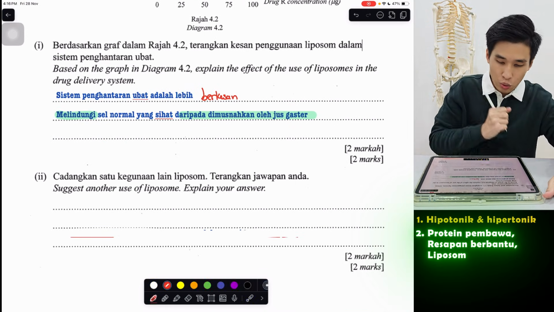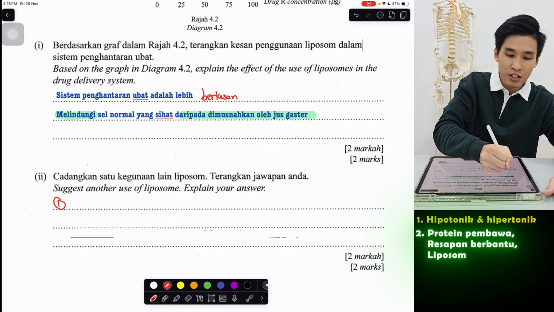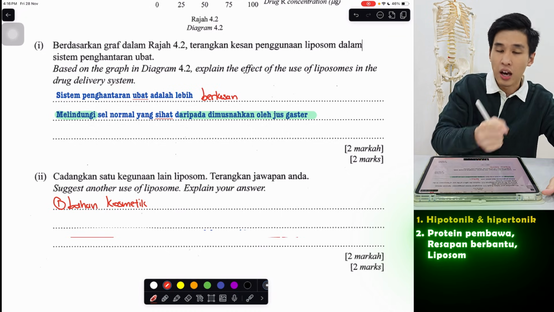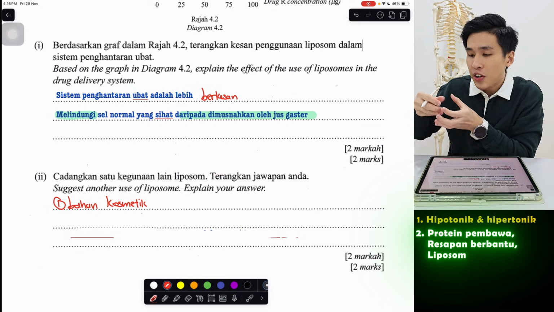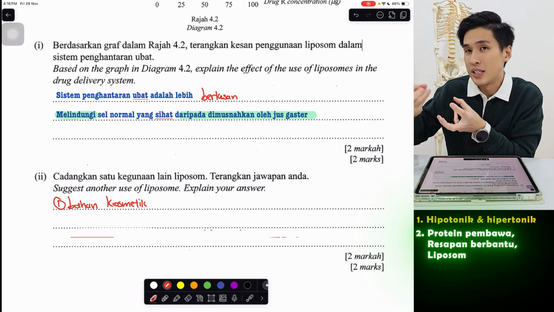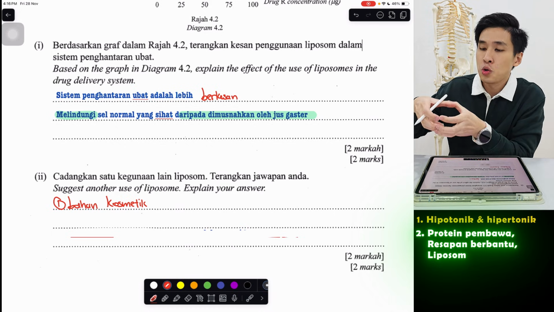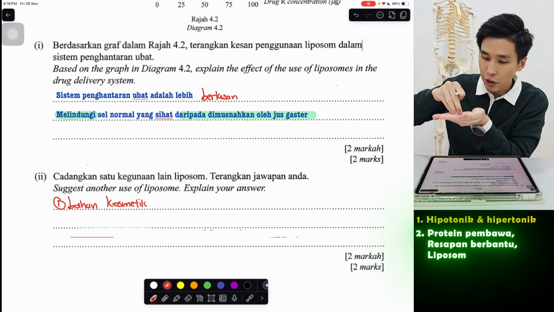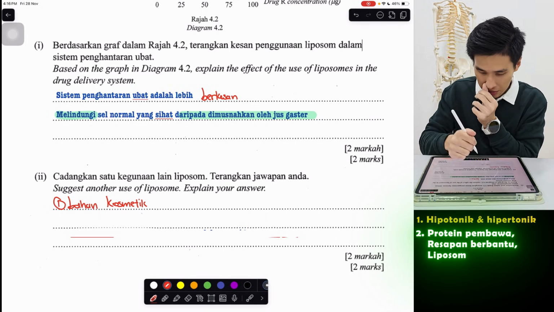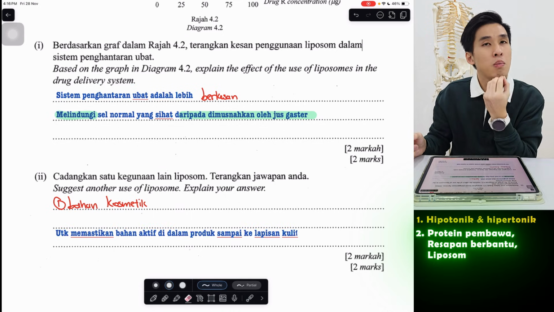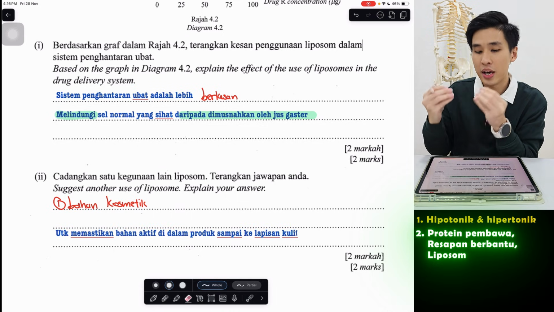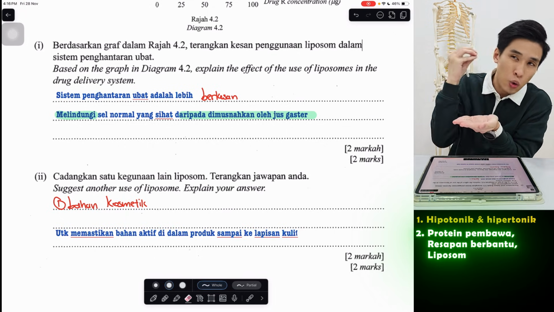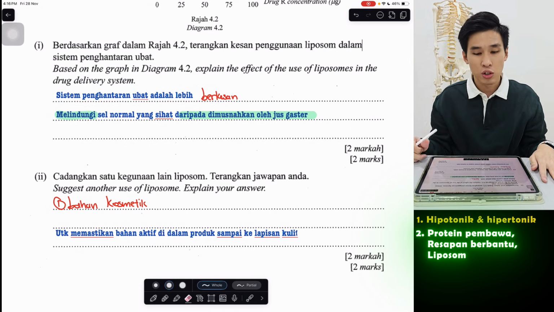Last, satu kegunaan lain liposom, terangkan jawapan anda. So satu lagi kegunaan you can say is untuk bahan kosmetik. So other than ubat, cosmetic, facial cream, for example. So some facial cream, inside also got living components, bahan yang hidup. So this thing also to melindungi itu bahan hidup. So now when you use the thing, it's like a capsule, you can pop it, then the cream you put on the face. So then you can say, untuk memastikan bahan aktif dalam produk sampai ke lapisan kulit, because this thing can protect the bahan hidup dalam. So once you pop it out, you can straight put on your face and go inside your face. That's how it functions. So that's the thing.